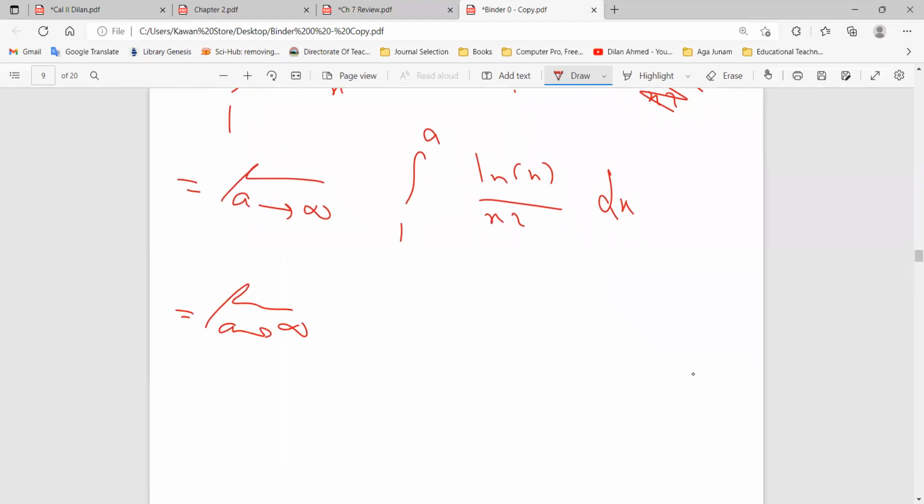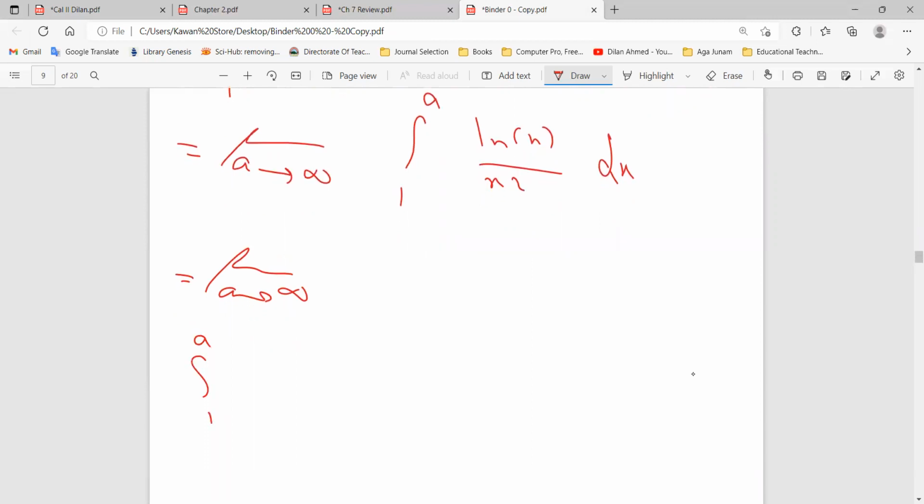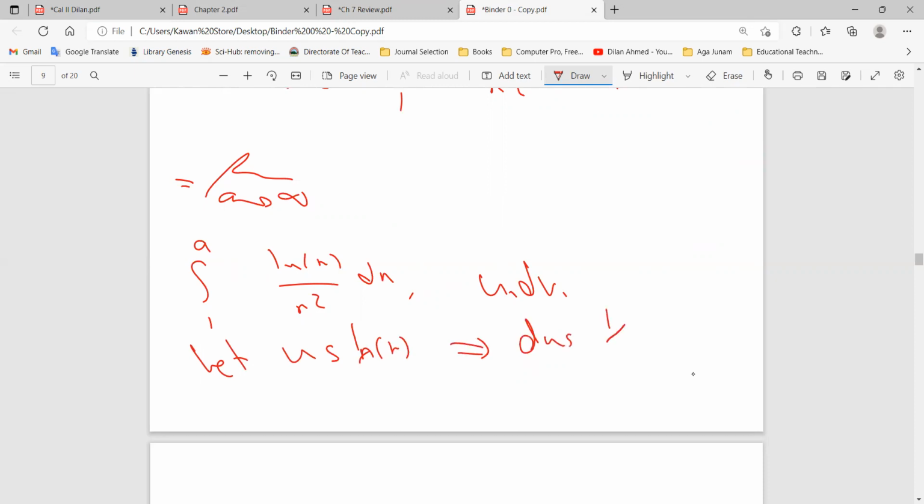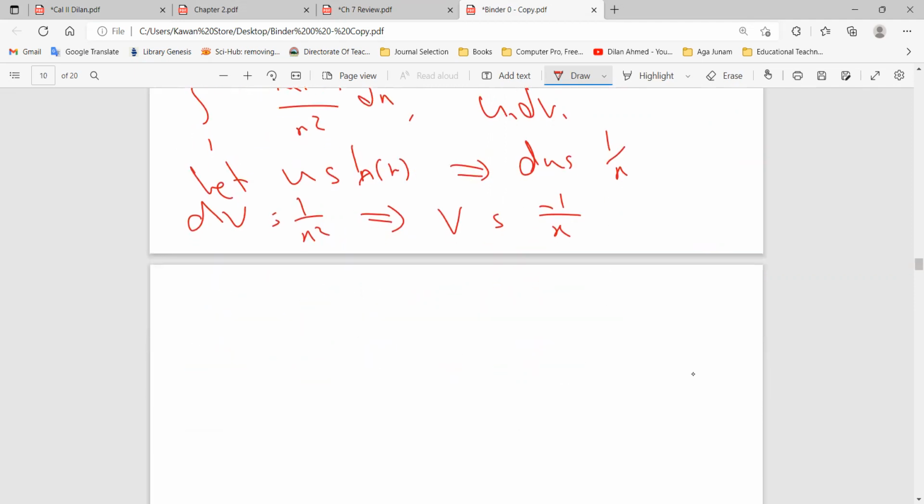So how do we solve that? I say let u, I'm going to solve this one. I say the integral of ln of x over x squared dx, by u dv. Let u be ln of x, du of course will be 1 over x, dv is 1 over x squared, v is equal to minus 1 over x. Use u dv. Now the limit will be as a approaches infinity.